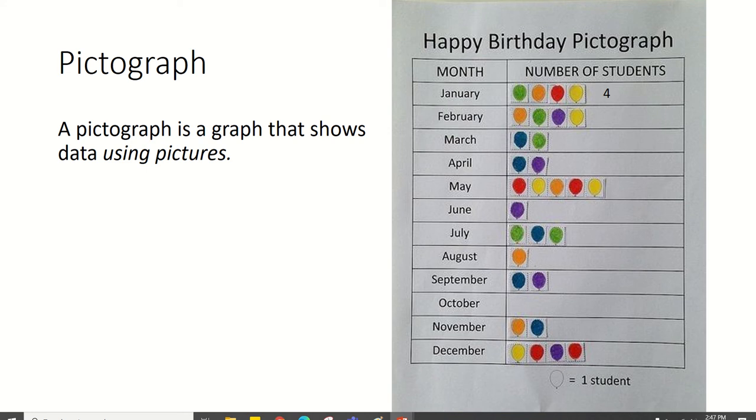There are also 4 birthdays in the month of February, 2 birthdays in the month of March, 2 birthdays in the month of April, 5 birthdays in the month of May, 1 birthday in the month of June, 3 birthdays in the month of July, 1 birthday in the month of August, 2 birthdays in the month of September, 0 birthdays in the month of October, 2 birthdays in the month of November, and 4 birthdays in the month of December. Now, let's practice answering questions about a pictograph.